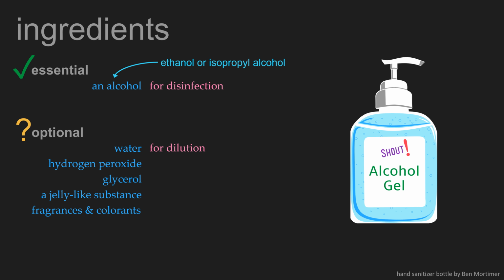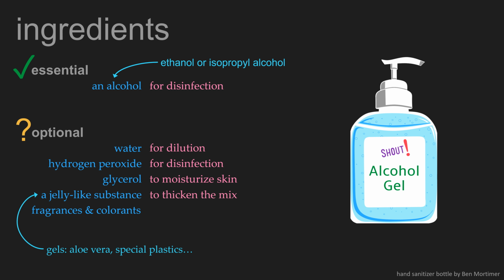Water can be added to dilute the alcohol. Alcohol diluted with a little water is more effective than pure alcohol. Hydrogen peroxide can be added to decontaminate the container, destroying any bacterial spores. Glycerol can be added to slow evaporation and to moisturize the skin. And jelly-like substances can be added to thicken the mixture. These can be natural gels like aloe vera or special plastics. We won't be looking in detail at these optional components. Instead, we'll be diving straight into the alcohol.